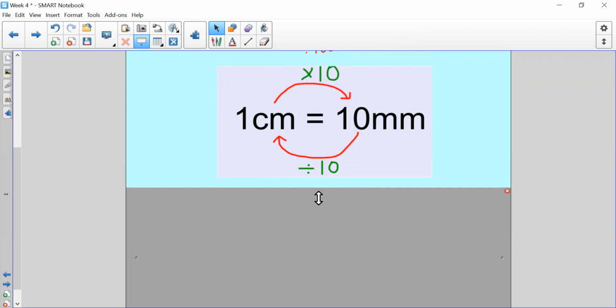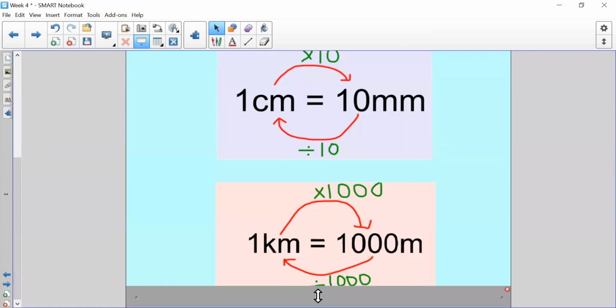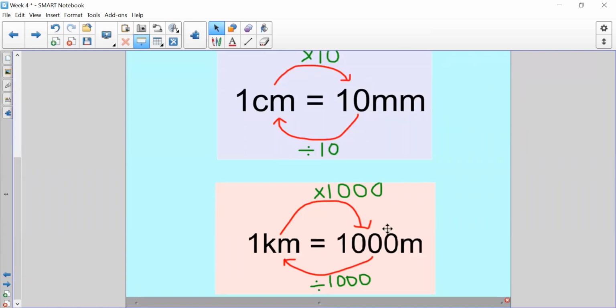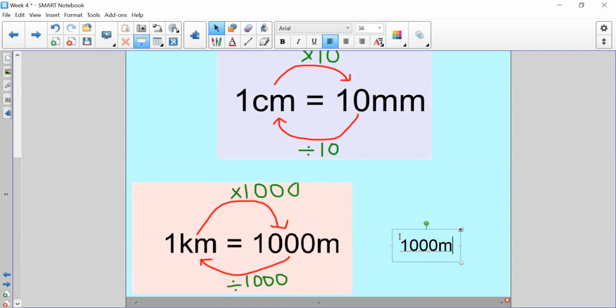Okay, it's still going to be the same thing. It just makes sure that you're going in the right direction. And the other one is 1 kilometer equals 1,000 meters. And I've got my times by 1,000 and my divide by 1,000. And again, what I mean by you might have it the other way is you might say you've got 1,000 meters equals 1 kilometer, which is absolutely fine.